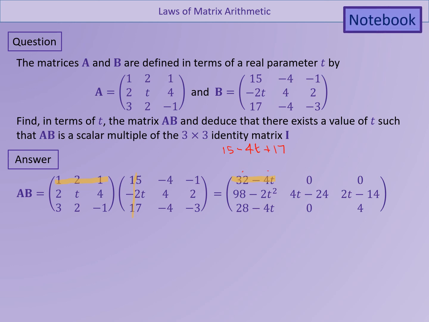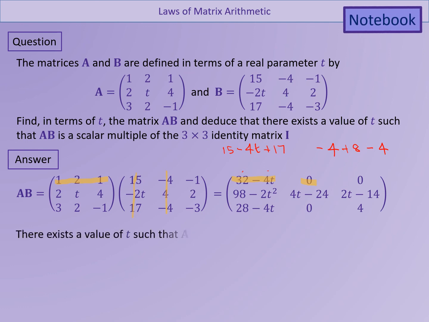For the next element, the 0 here, we need the second column of B, but we repeat the same process as we did for the first element. So we have 1 multiplied by minus 4 is minus 4. 2 multiplied by 4 is 8. And 1 multiplied by minus 4 is minus 4. So that does indeed give us 0. And we continue on in the same way, filling in the 3 by 3 matrix there.